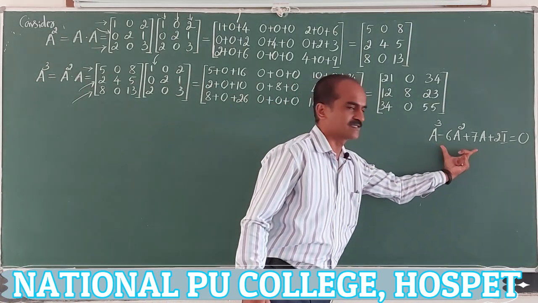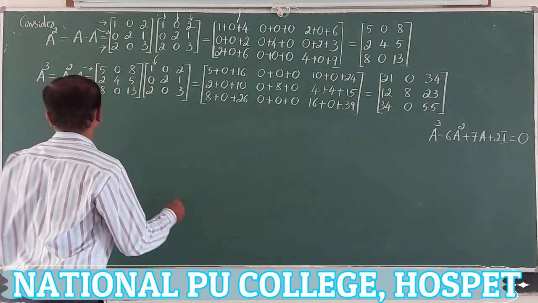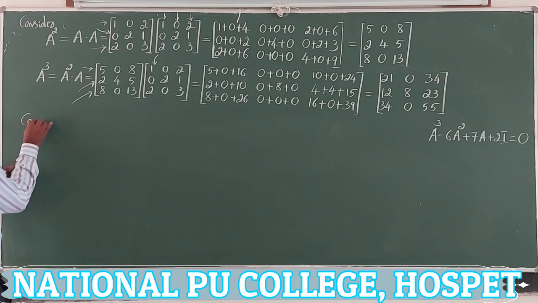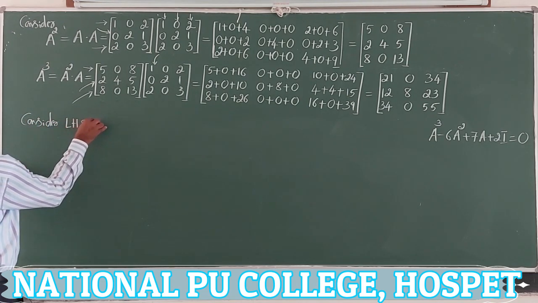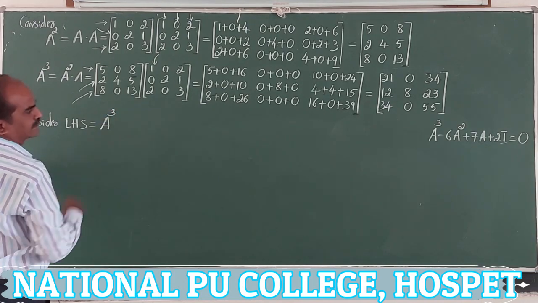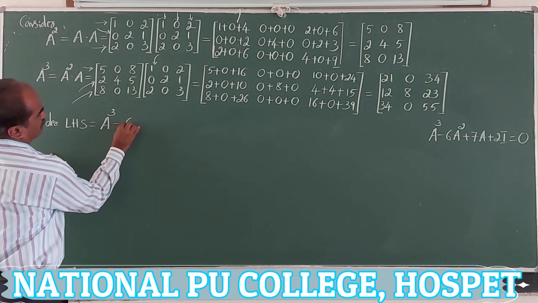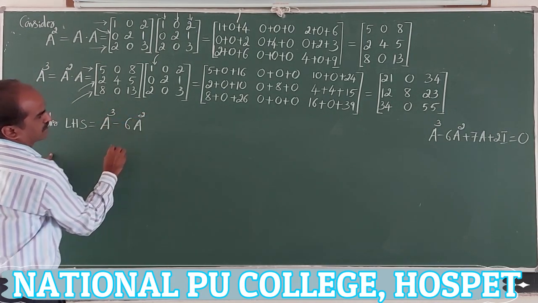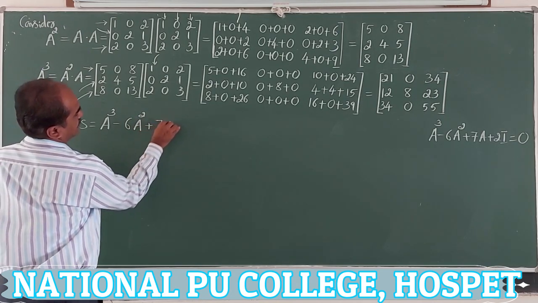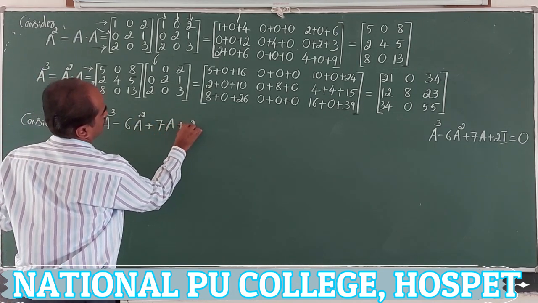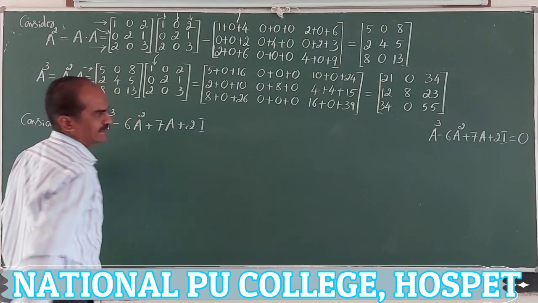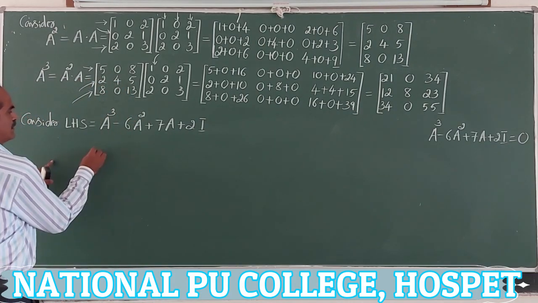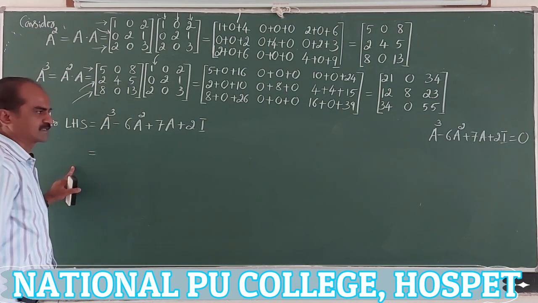Consider the LHS of this equation now. Consider LHS, that is A cube minus 6 times of A square plus 7 times of matrix A plus 2 times of identity matrix. Now let me substitute these matrices one by one.